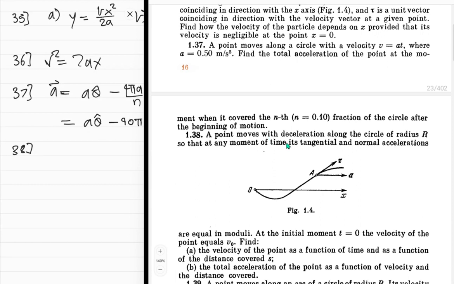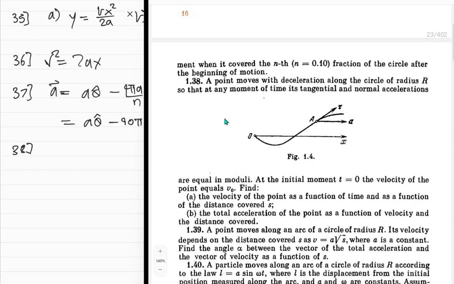A point moves with deceleration along circle of radius r so that at any moment of time its tangential and normal acceleration are equal in moduli.